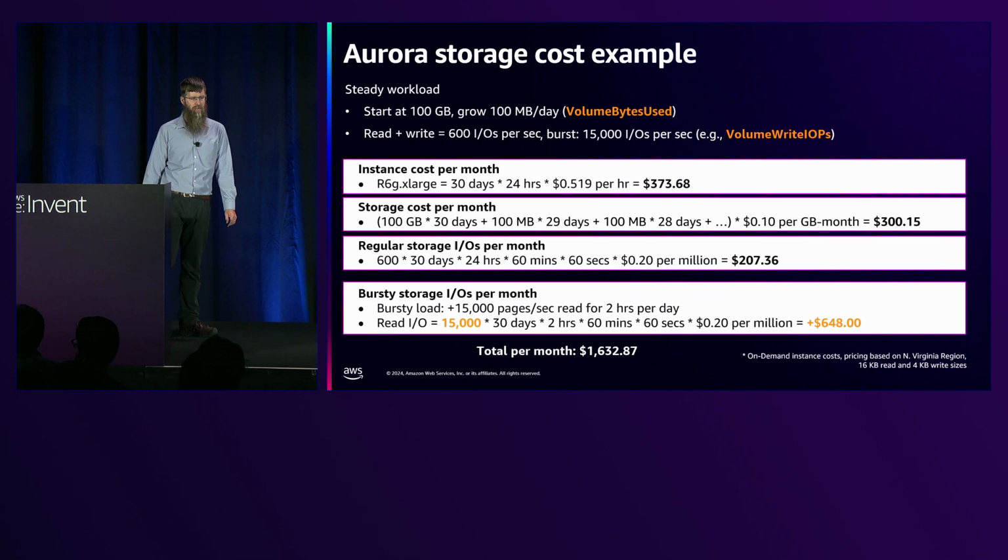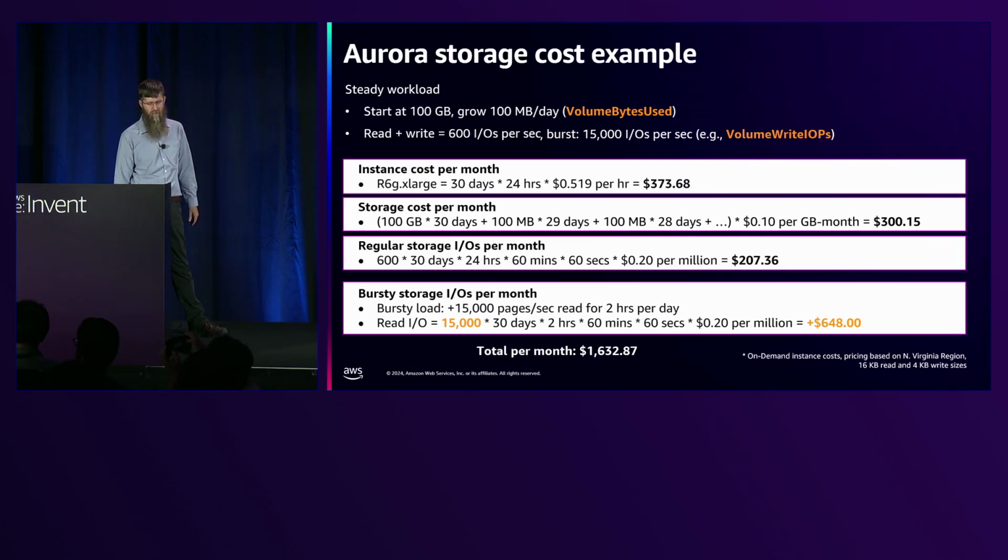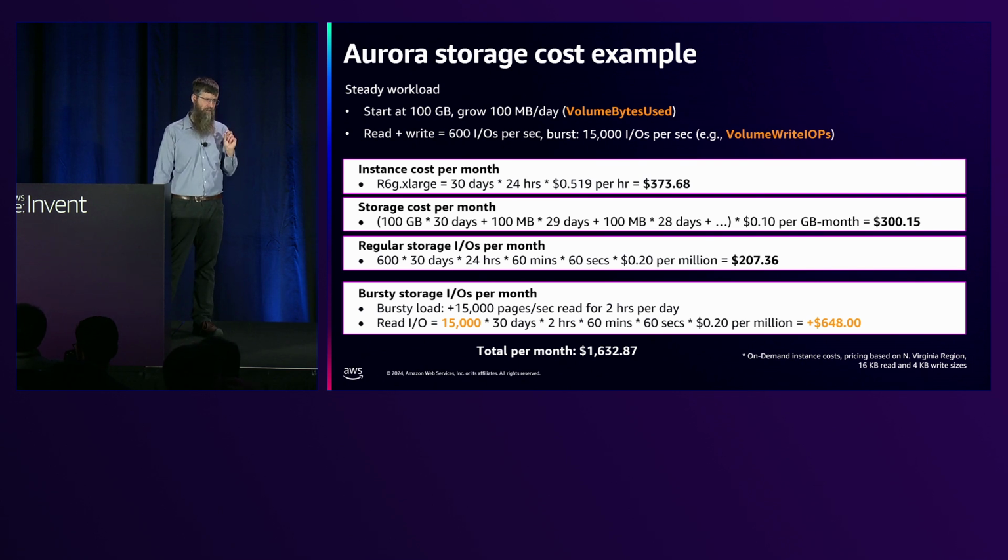So the problem comes for this customer when we introduce this burst of load, right? So there's a big burst. It's 15,000 I/Os per second. You can see this again in the volume write IOPS CloudWatch metric there. So we do the same maths again, and we look at what the I/O cost looks like for that burst, and it's another $648, right? That's pretty significant. And in this case, it's not very predictable. We don't like that, okay? So how are we going to deal with it?